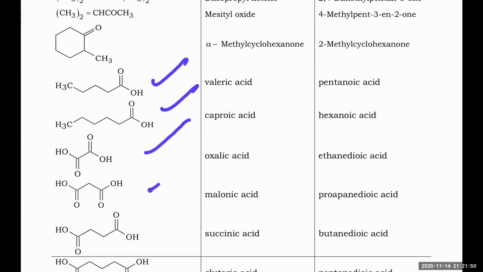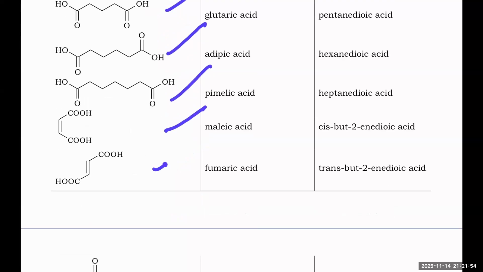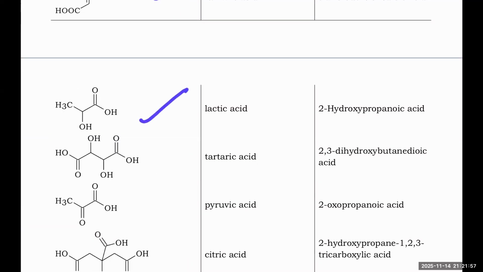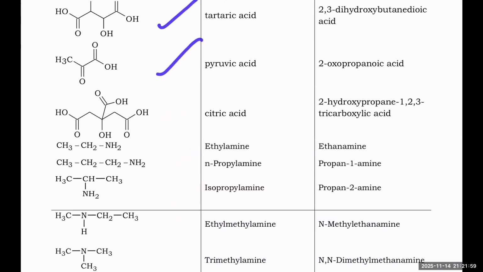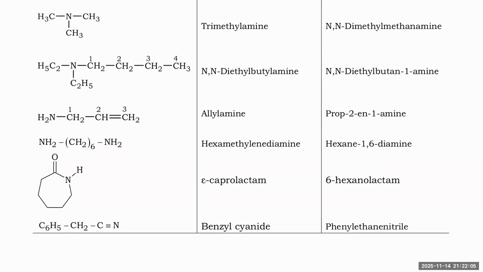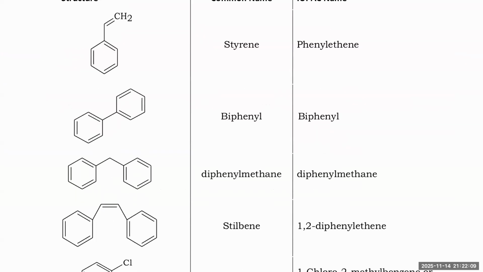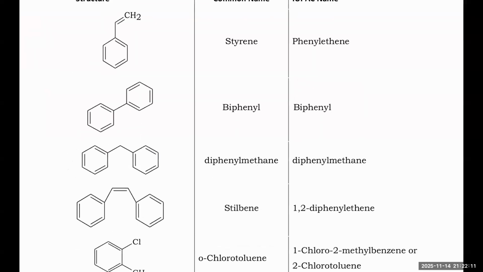Valeric, caproic, oxalic, malonic, succinic, glutaric, adipic, pimelic, maleic, fumaric, which we have just discussed, lactic acid, tartaric acid, pyruvic acid, citric acid. These are all the acidic forms which you have written. Clear? And then nitrogen containing compounds, what are all the important names? Okay. And on benzene cases, what are the important names?